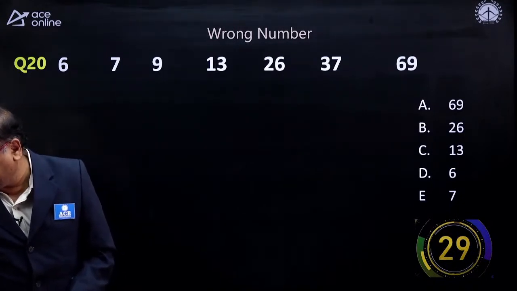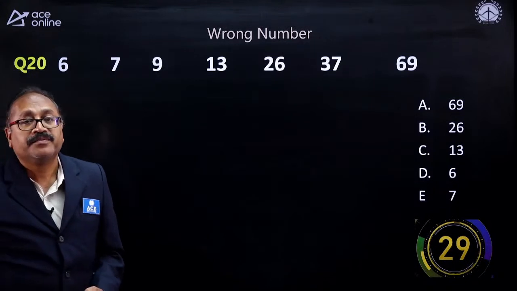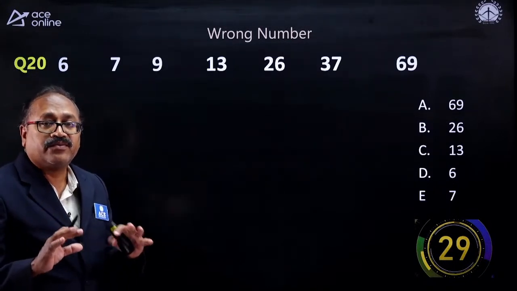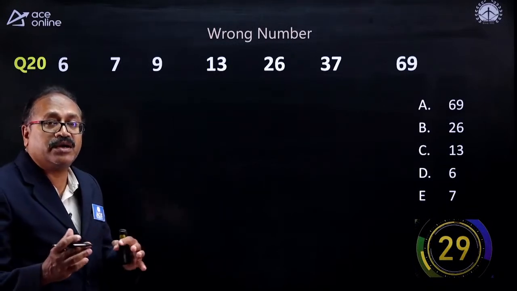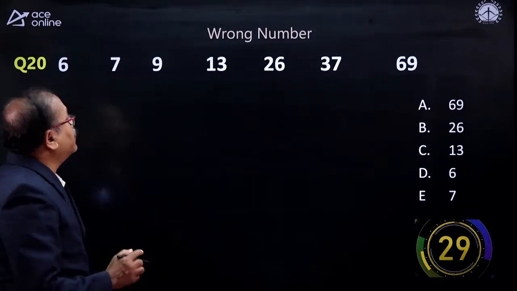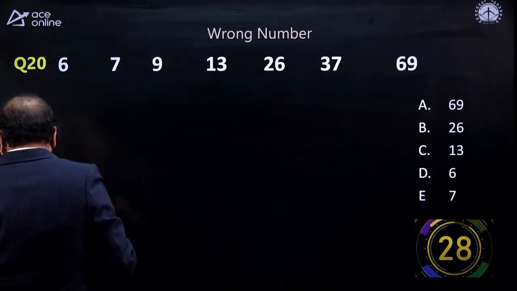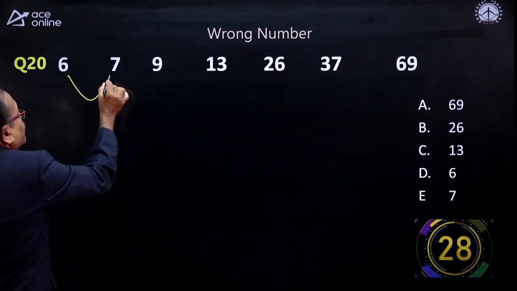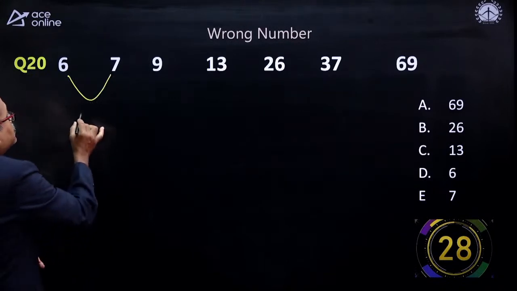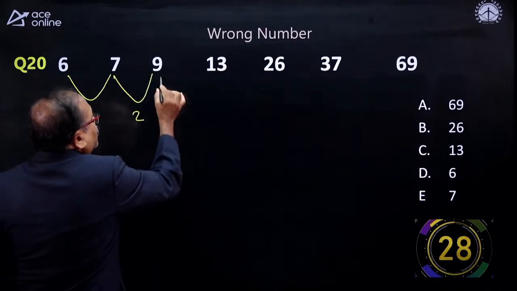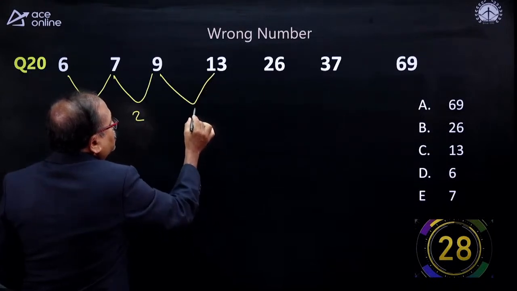I am sure most of you will be able to do it. As I said, I brought very good questions for this number series class. Tomorrow I will discuss the remaining questions of number series. Look at the difference from here to here. The difference is 1. Look at the difference, the difference is 2. Look at the difference, it is 4.